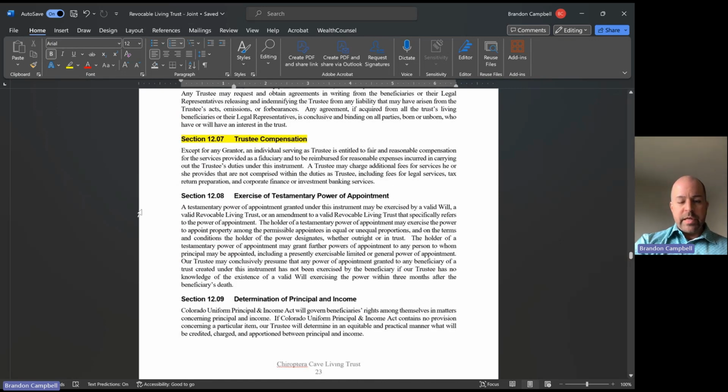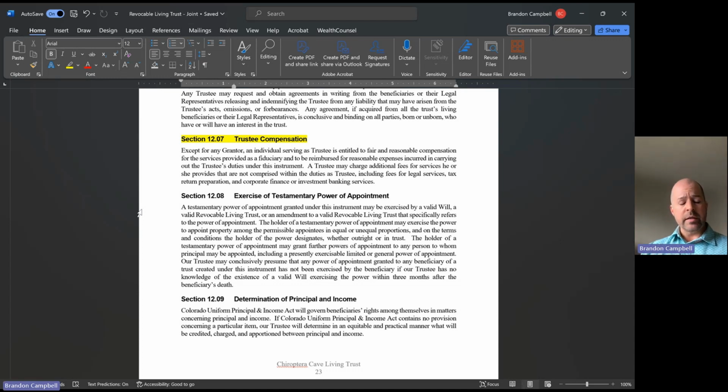And then trustee compensation. This is a very short section, but it leads into a much larger issue. Trustees fall under a category of people that are called fiduciaries. As fiduciaries, they are allowed by law to ask for compensation for the time and effort that they spend carrying out this trust. So number one, it is optional. Trustees do not have to take compensation. And I find that most of the time when trustees are family members or close friends, they don't take compensation.